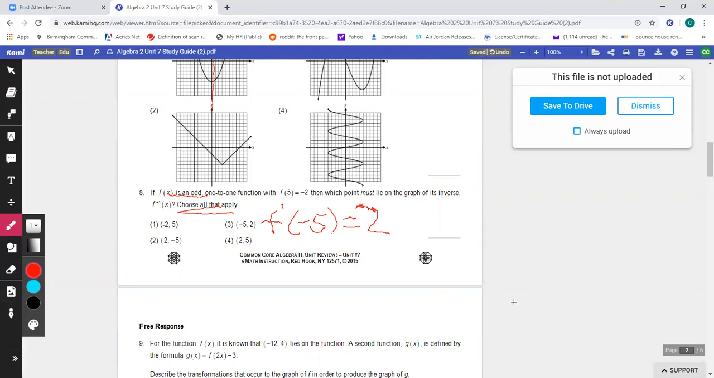Okay. And so my inverse, all I do is I switch the x and the y. So with the given, if I switch the x and the y here, it becomes negative 2, 5. So that's one of my answer choices. And then if I switch the x and the y here to get the inverse, it's 2, negative 5. That's another answer choice. So there are 2 answers there, 1 and 2.